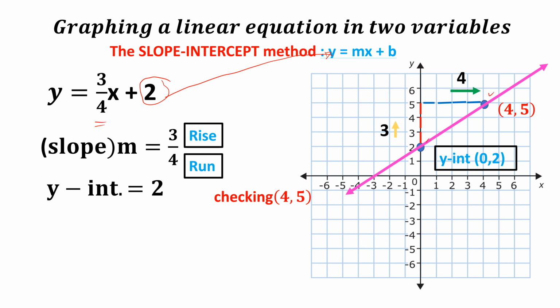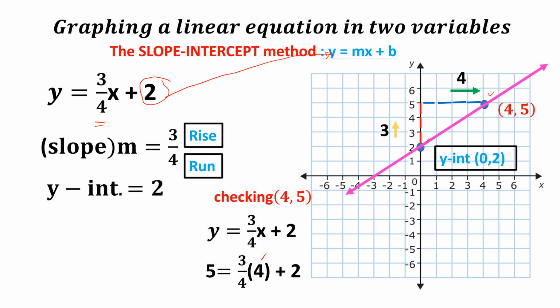And now, how do we know if our graph is correct? As we did in the first video, we need to check one of the points on the line. So we have (4, 5). Thus, we have to use the original equation y equals 3/4 of x plus 2, in which y is 5 and x is 4.